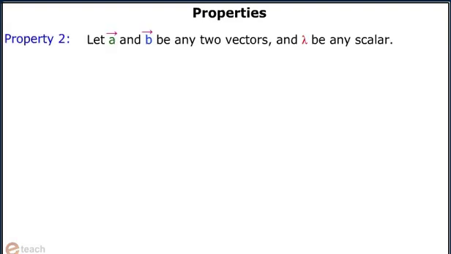Property 2. Let a vector and b vector be any two vectors and lambda be any scalar. Then we can say that lambda times a vector dot b vector equals lambda times a dot b vector, which equals a vector dot lambda times b vector.